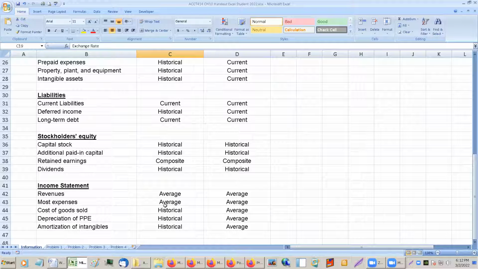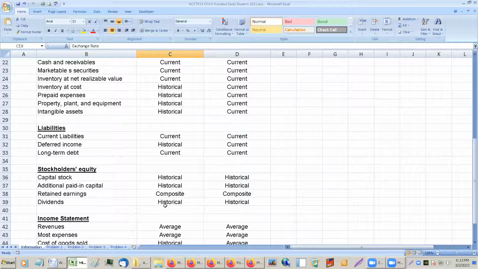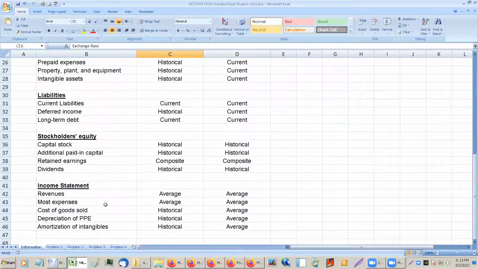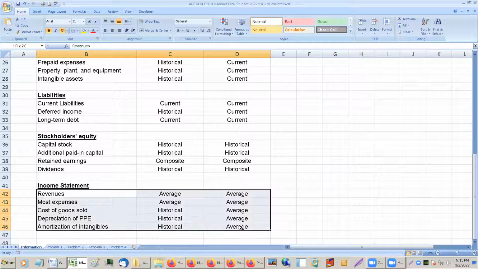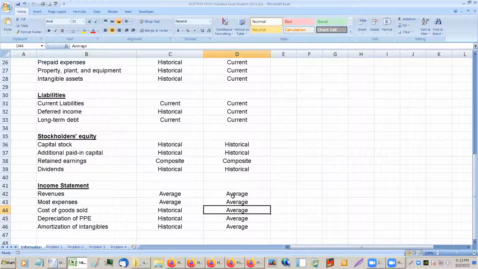All right. Let's go down and look at the income statement. The income statement is kind of interesting. And that is, if you're operating in the foreign currency, it's just going to be the average rate for everything.